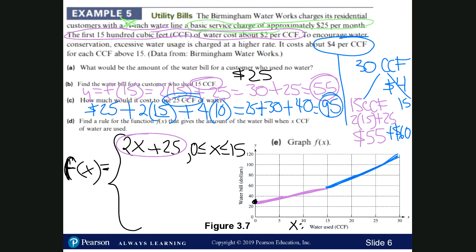Now this part, the 55, it will be constant if you go past 15. And that is because we already know that the first 15 CCFs will be $30 charge plus the basic service fee, 25, it will always give us 55. So that's what I'm going to use in this equation. Instead of putting a 25, I'm going to put a 55. And of course, that will be if X is greater than 15. Should I include 15 there? No, because 15 already belongs to this one here.